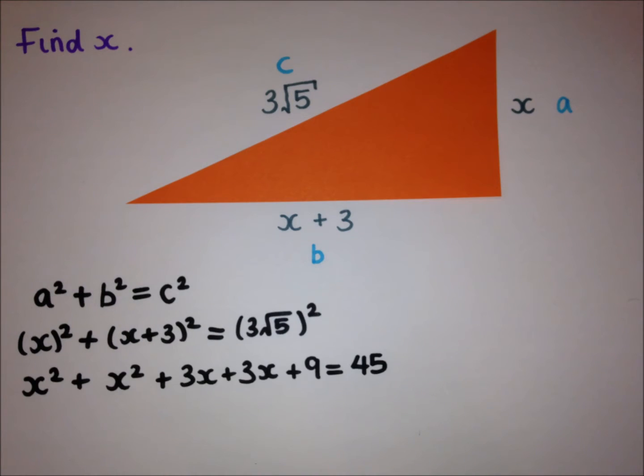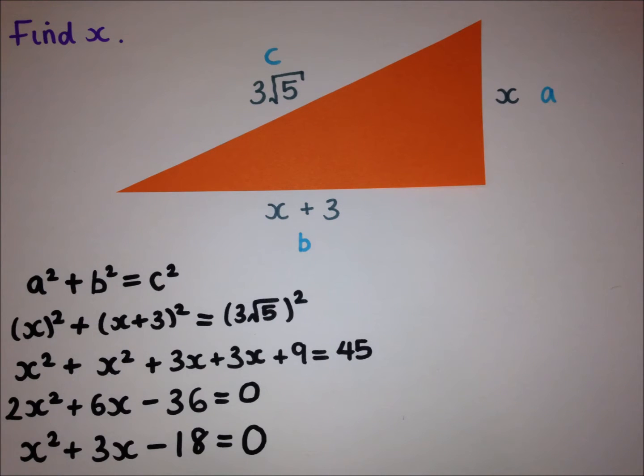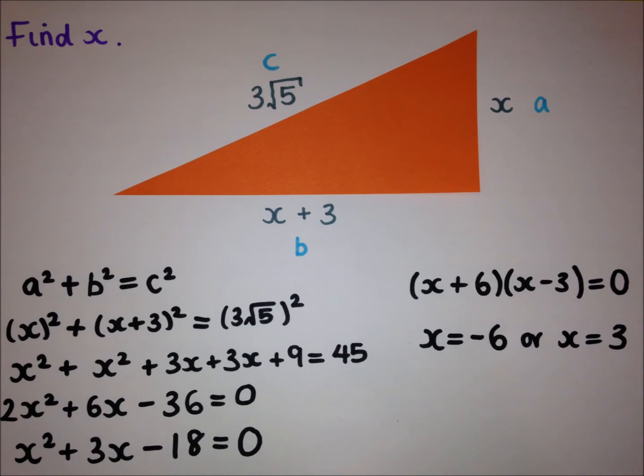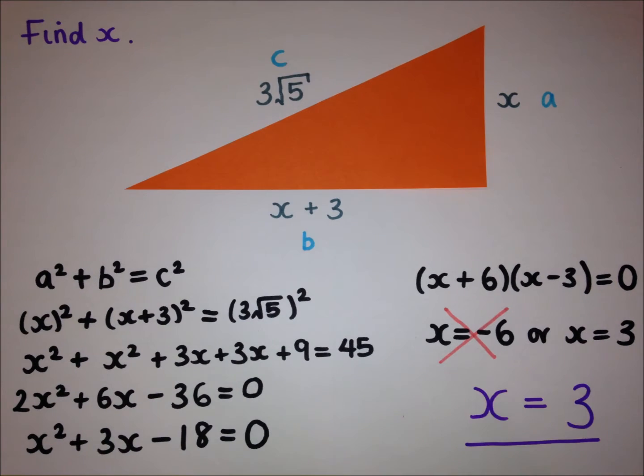Then, expanding this, collecting the like terms and dividing the equation by 2 to simplify, we are left with the equation x squared plus 3x minus 18 equals 0. Then factorise this quadratic equation into (x plus 6) times (x minus 3) equals 0. This gives us either the solution x equals minus 6 or x equals 3. But the length of a side cannot be a minus number, so we know that x is equal to 3.